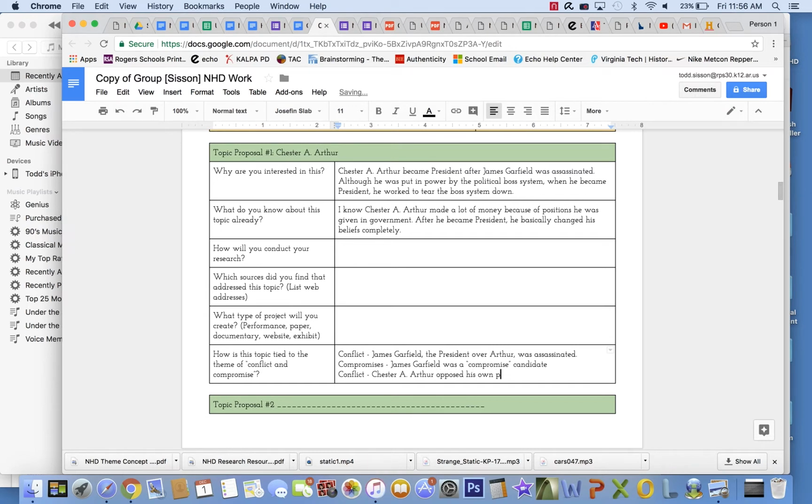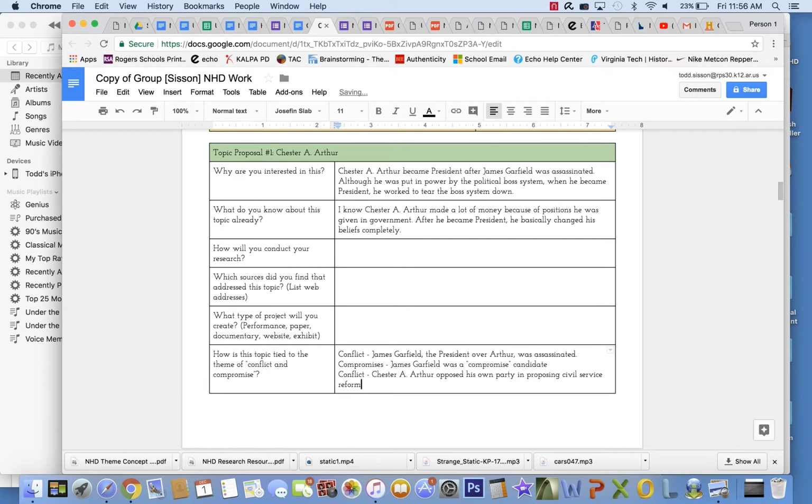Opposed his own party in proposing civil service reform. Okay, so there's a couple things there. I wonder if there's anything else. This is just one paragraph, right?